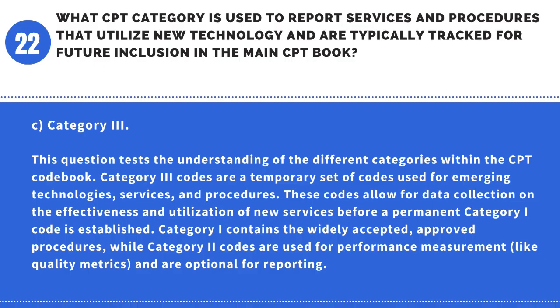This question tests the understanding of the different categories within the CPT codebook. Category 3 codes are a temporary set of codes used for emerging technologies, services, and procedures. These codes allow for data collection on the effectiveness and utilization of new services before a permanent Category I code is established. Category I contains the widely accepted, approved procedures, while Category 2 codes are used for performance measurement, like quality metrics, and are optional for reporting.